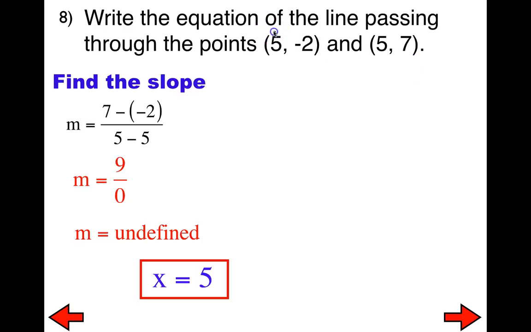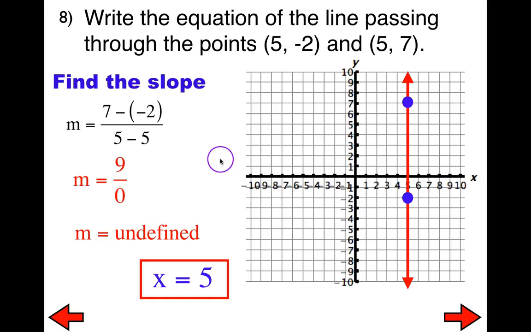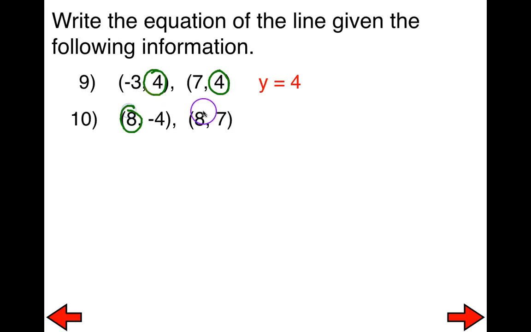But again, you could have recognized here, oh look, 5s are both the x coordinates. That's why it's x equals 5. I will prove it to you as I graph it. Here, you can even see it. It does cross through the x-axis at 5. So here it asks me to find the equation of the line given the following information. I'm going to recognize, oh look, the y's were 4, so the equation must be y equals 4. Here, the x values were 8, so the equation must be x equals 8.